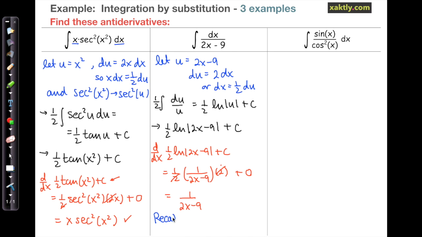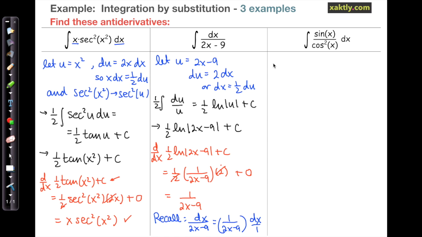By the way, sometimes I notice that my students forget that dx over 2x minus 9 is really just dx times 1 over 2x minus 9, or dx over 1. So don't forget that, okay? It helps to simplify these things.